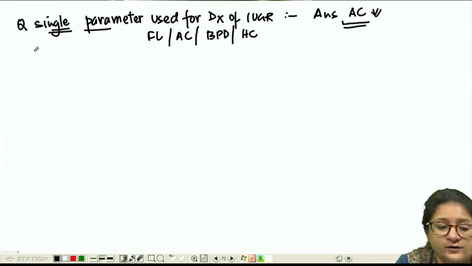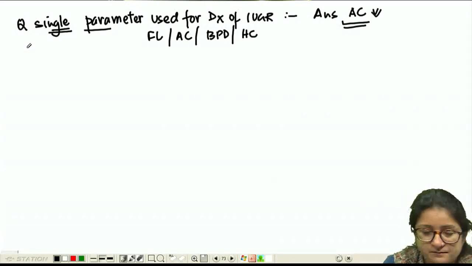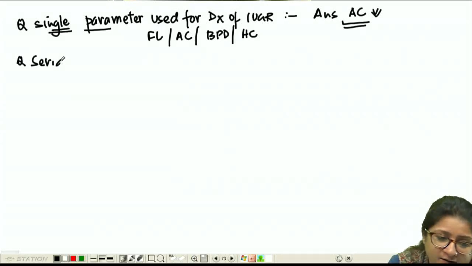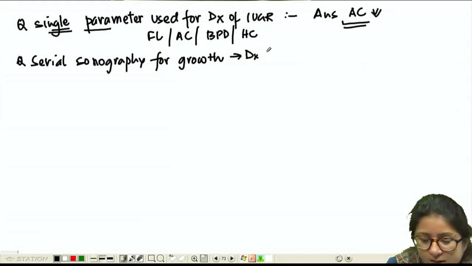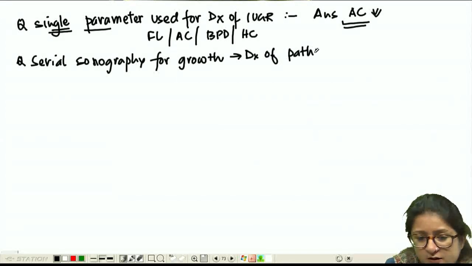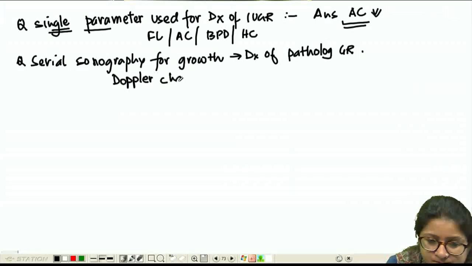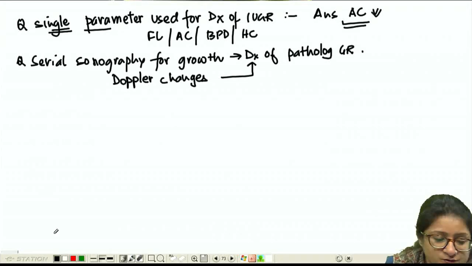However, the diagnosis of IUGR is actually going to be confirmed by serial ultrasonography, which is very important. Serial sonography for growth is actually going to make the diagnosis of pathological growth restriction, or we can have Doppler changes, which will make the diagnosis of pathological growth restriction.